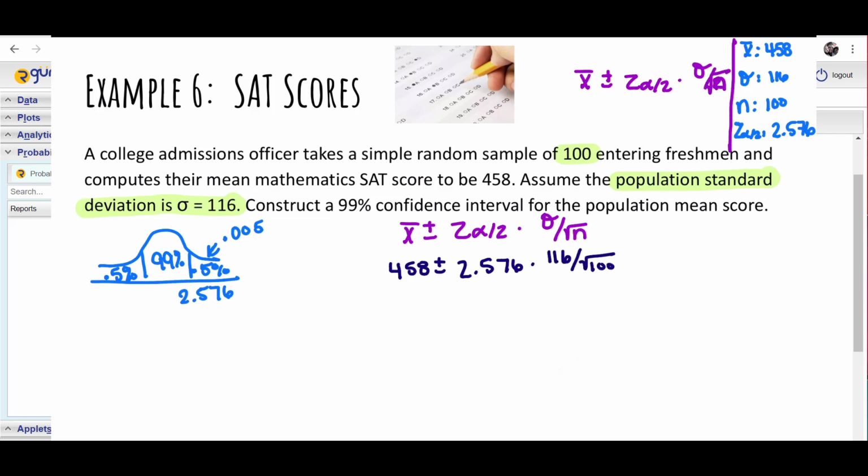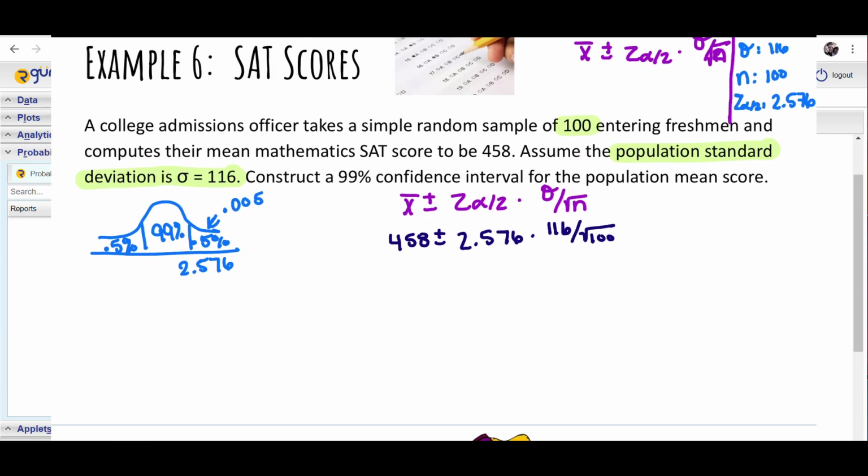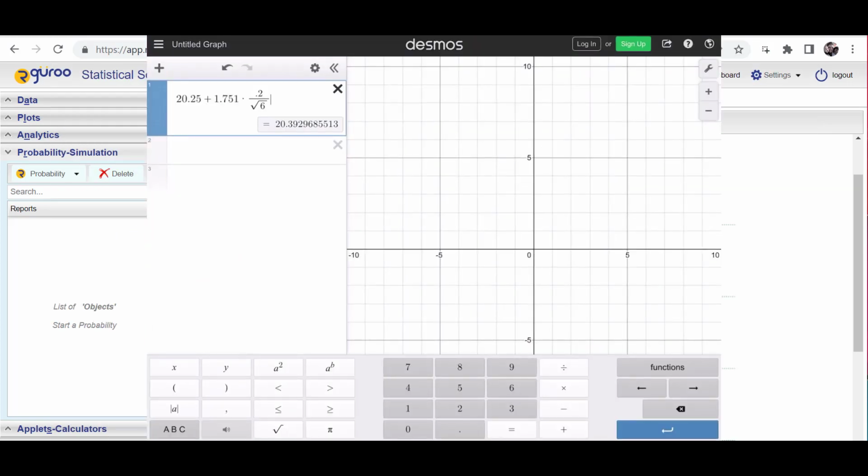And again, if you need to find the margin of error, let's start here. The standard error is this, 116 divided by square root of 100. If you need to find the margin of error, it's the 2.576 times the 116 over square root of 100. If they ask for the point estimate, it's here. So if they ask you for each piece, you can give them. But we can go straight to the calculator. And we can just do this twice.